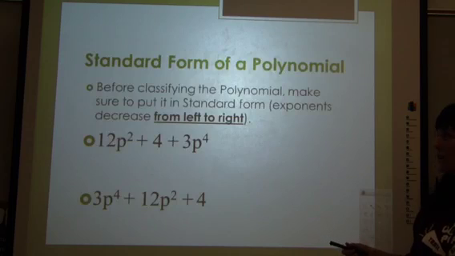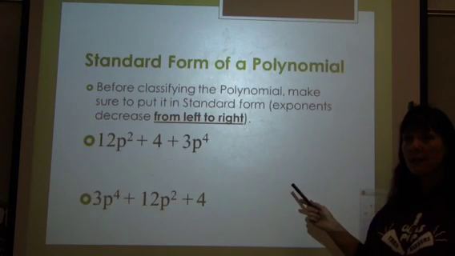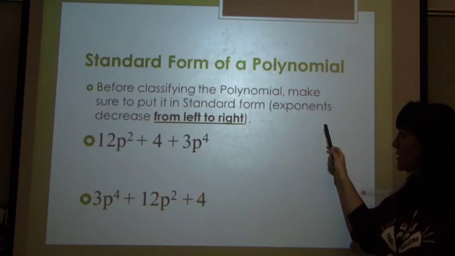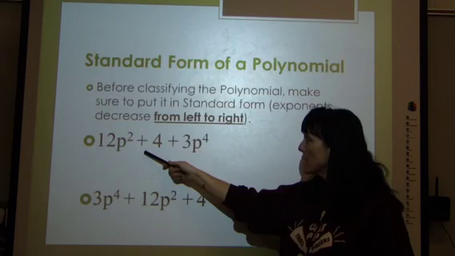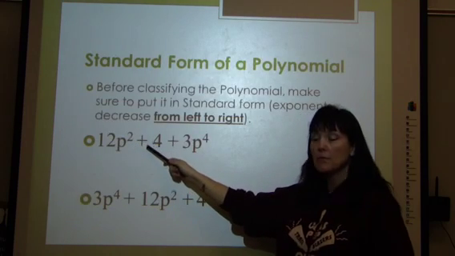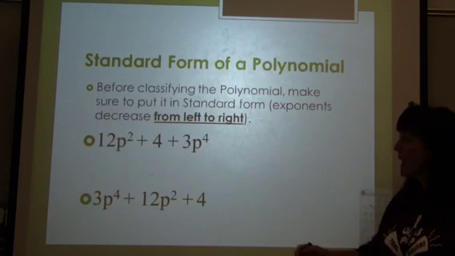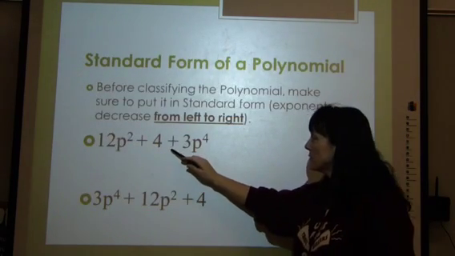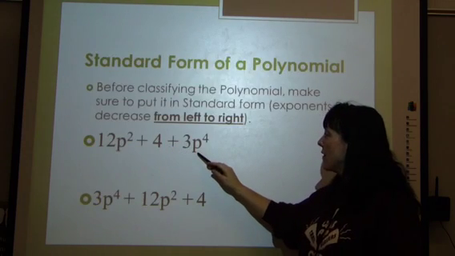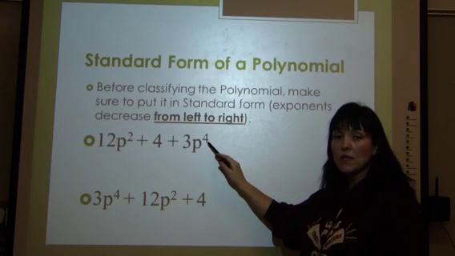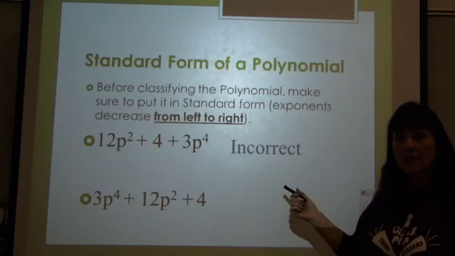The correct way for us to write our polynomials is in standard form. To do that, you have to list them in decreasing exponential form from left to right. So if we look at the first polynomial, we've got 12p to the second plus 4 plus 3p to the 4. Our exponents are 2. Our variable is missing here, so the exponent has to be 0. And then p to the 4th power. Are those in decreasing order? No, they're not, so that is incorrect.